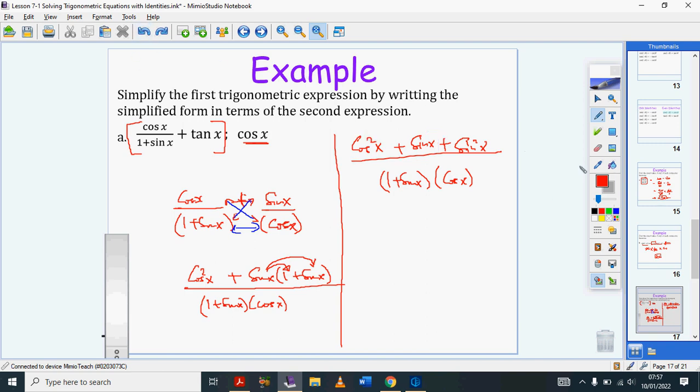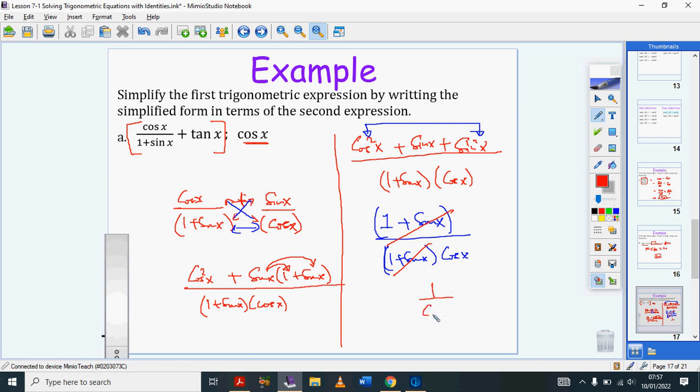Okay, so this cosine squared x and that sine squared x, those two are going to combine to give me 1, right? And then I'll have 1 plus sine x divided by 1 plus sine x, close brackets, cosine x. So I hope you can see that 1 plus sine x at the top and 1 plus sine x at the bottom can cross out because they are the same brackets. And my expression simplifies to 1 out of cosine x, which is what they asked me. They asked me to write it in terms of the second expression, which is cosine x. So that's just 1 out of cosine x, which you can write as secant x if you want, and you're done.